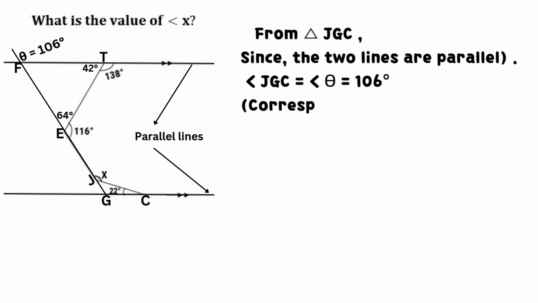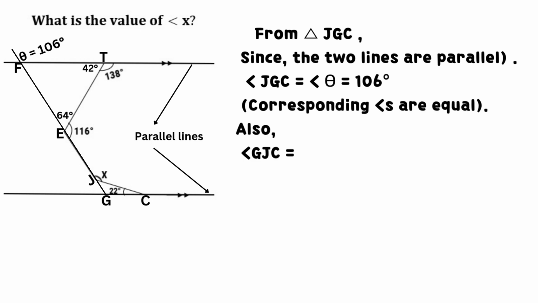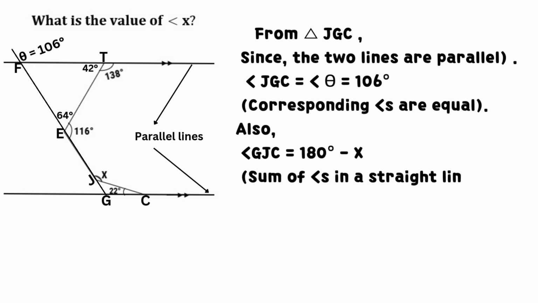From triangle JGC, since the two lines are parallel, angle JGC equals angle theta, which equals 106 degrees. It is because corresponding angles are equal. Also, angle GJC equals 180 degrees minus x. It is because the sum of angles in a straight line equals 180 degrees.